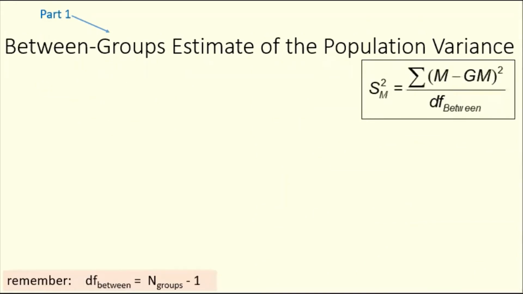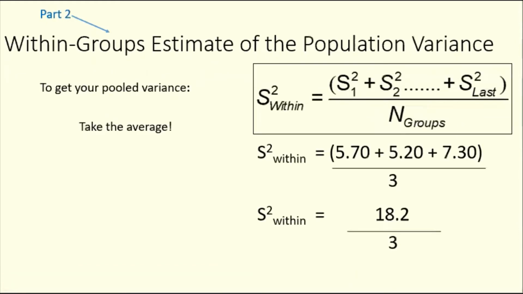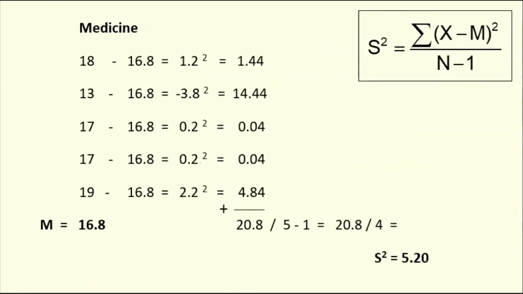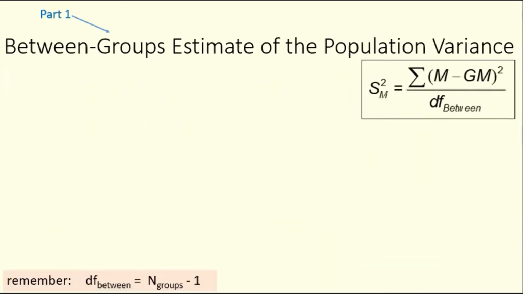Next up, I need to get my between groups estimate of the population variance. And so part 1 of this is going to be to estimate the variance of the distribution of means. And to do this, I'm going to use this formula right over here. And this should look kind of familiar. This looks kind of like what our estimate of the population variance formula looks like, but it's a little bit different. And so specifically here, instead of x minus m, we're getting m minus gm.